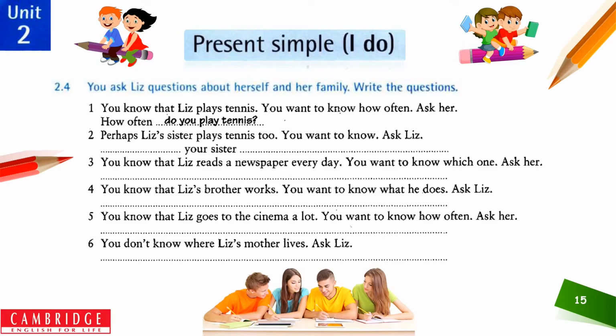Students, here we have come to 2.4. You ask Liz questions about herself and her family. Write the questions. Here you have been given the context and the situation. According to the situation, you write what is needed. This will improve your application of grammatical knowledge in the appropriate situation.